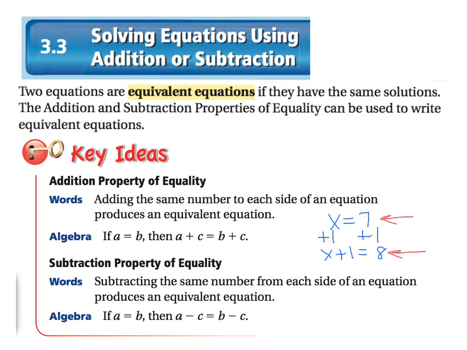Now the same thing is true with the subtraction property of equality. The subtraction property of equality says that subtracting the same number from each side of an equation produces an equivalent equation. So if you had A equals B again, but now you subtracted the same number on both sides, your equation would be equivalent to the original one.